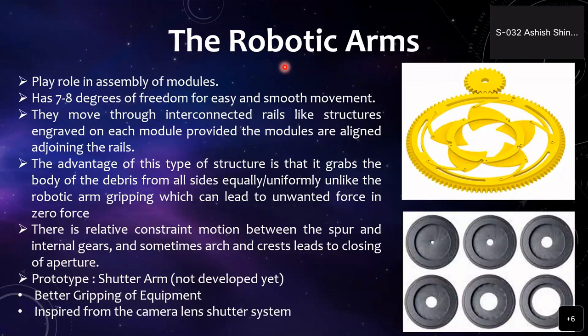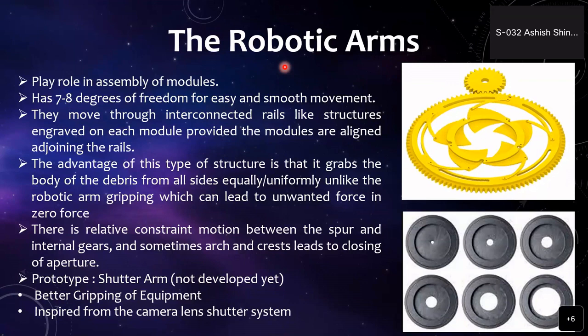So the next section is about the robotic arms. The purpose is for docking and collection of debris. On a basic level, we have used two types of robotic arms: a shutter structure and an octopus armature structure. This has a role in assembly of modules and has 7 to 8 degrees of freedom for easy and smooth movement. They are interconnected rail-like structures engraved on each module and adjoining edge.